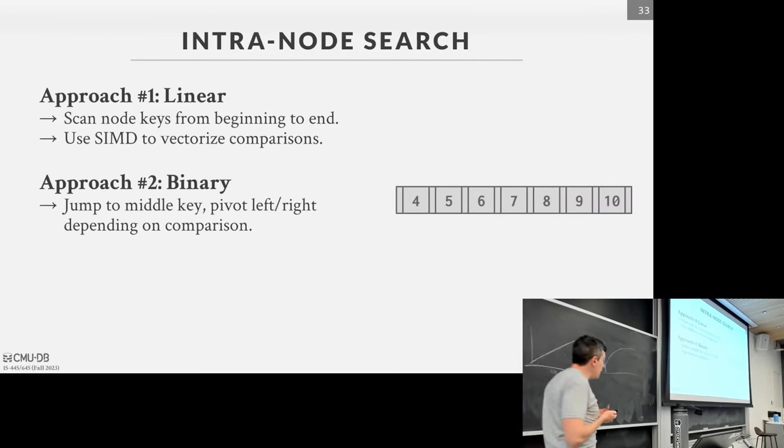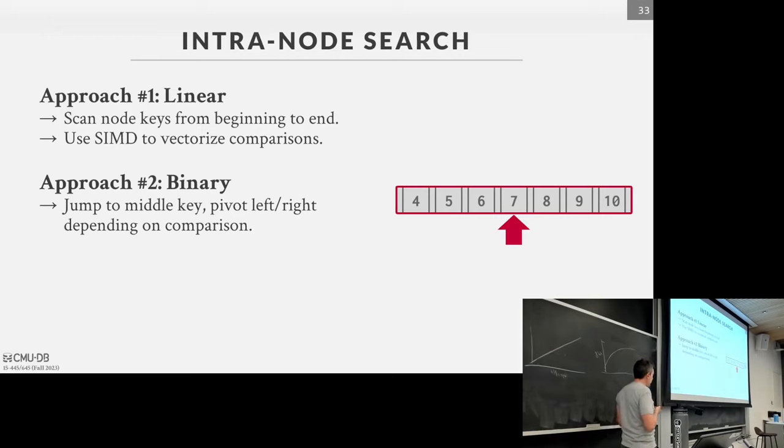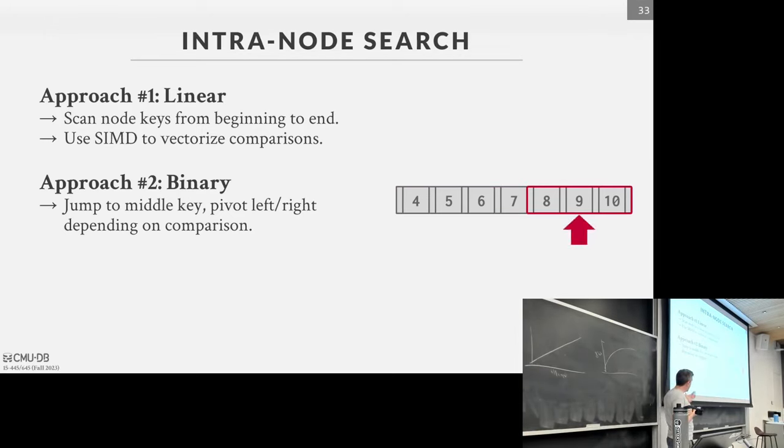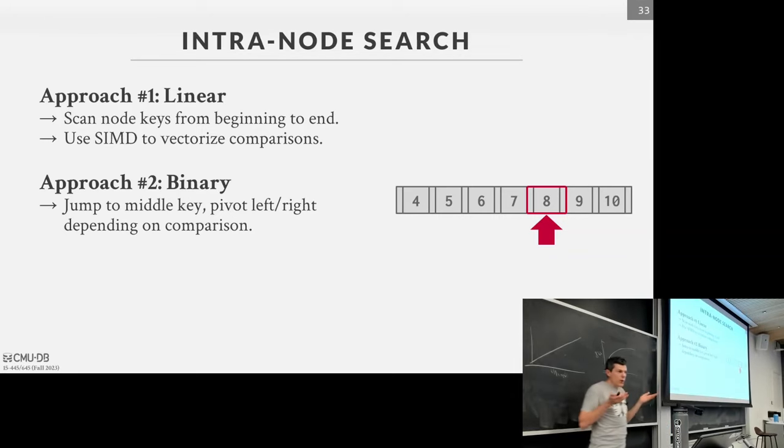Next approach is obviously to do binary search, right? Assuming it's sorted, this is easy. You jump in the middle. If the key you land on is greater than the one you're looking for, you jump to the other side, and so forth until you find your match. Then you're done. This is what most systems will do.